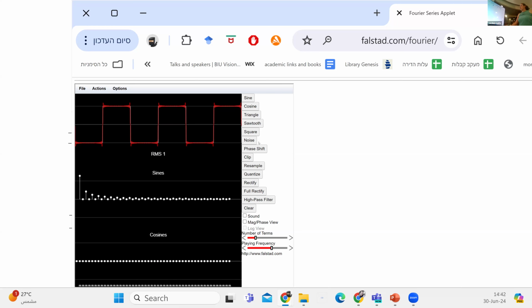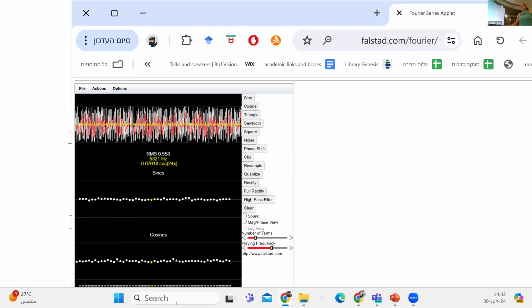The size of each one is again calculated by the Fourier series. Okay, and here is, for example, noise. And what is defined as noise? When we said white noise and so on, noise is that you take all the possible frequencies and you just randomize the amplitude of each one, but you have all the possible frequencies.